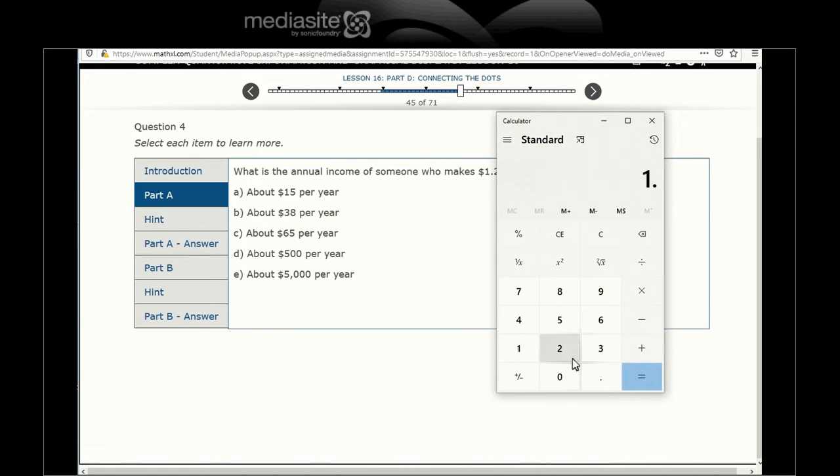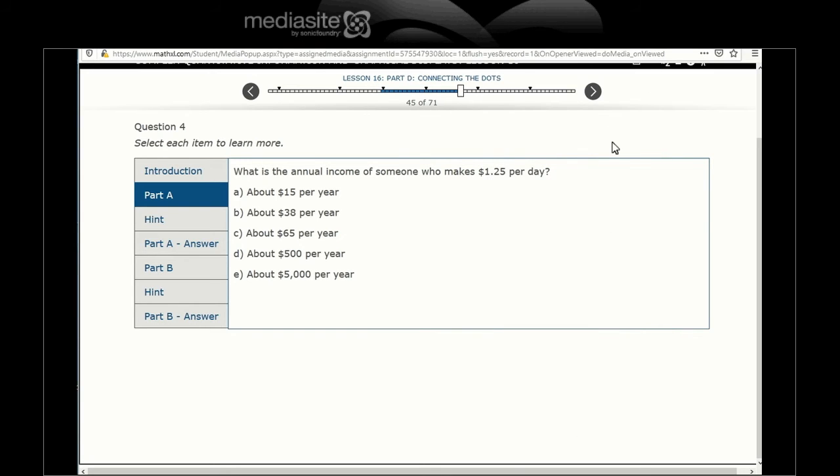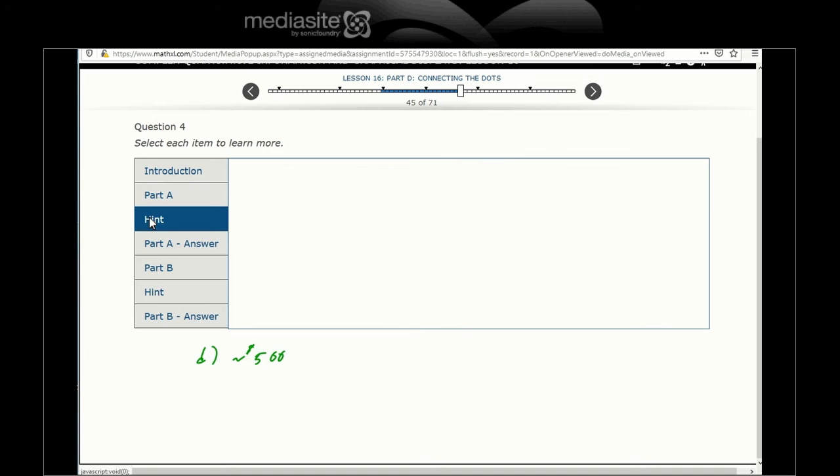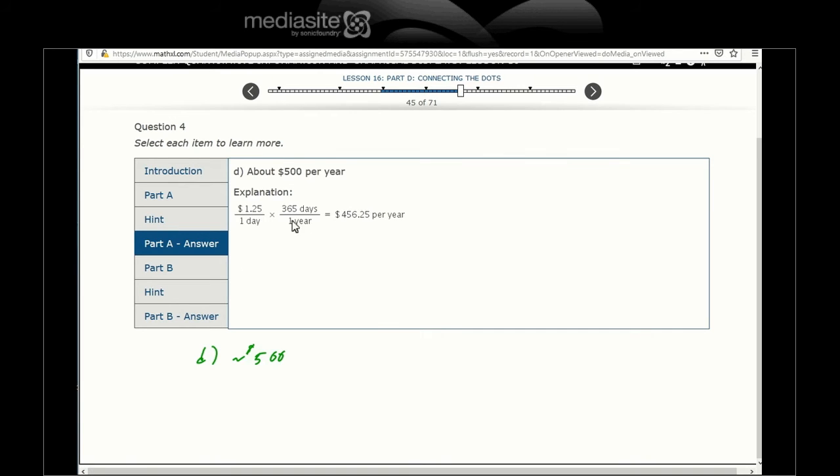So $1.25 a day at 365 days a year is about 0.5, so of the choices, that's about 500. That'd be D, about $500 a year. Hint: multiply.